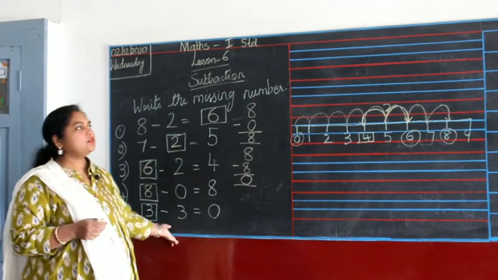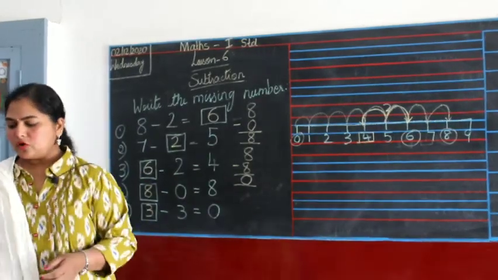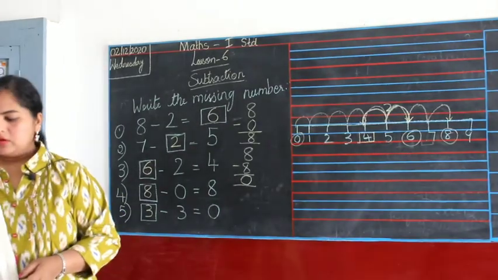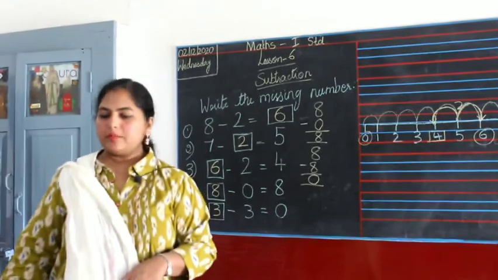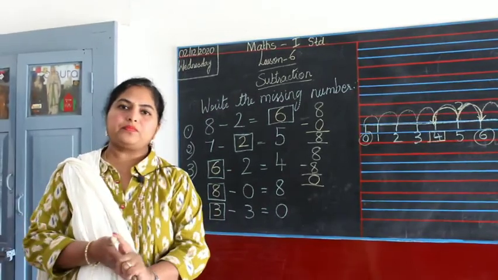This is how, children, please learn your subtraction and do all the exercises in chapter 6, subtraction. That will come for your FA3. Okay, practice well, learn well. Take care. Bye.